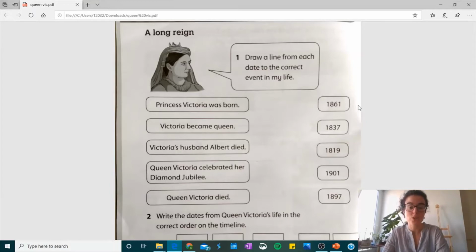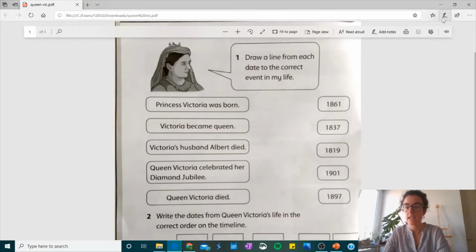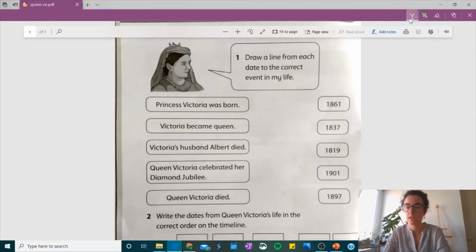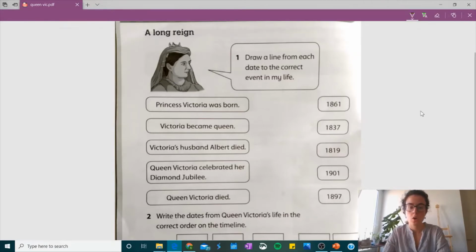So, we are going to correct the worksheet about Queen Victoria. All of this information was in the first video where we looked at the differences between Queen Elizabeth I and Queen Victoria. So let's see if you remember. When was Princess Victoria born? What year was she born? And remember, she is princess because she is not queen yet. Before you are queen, you are the princess.